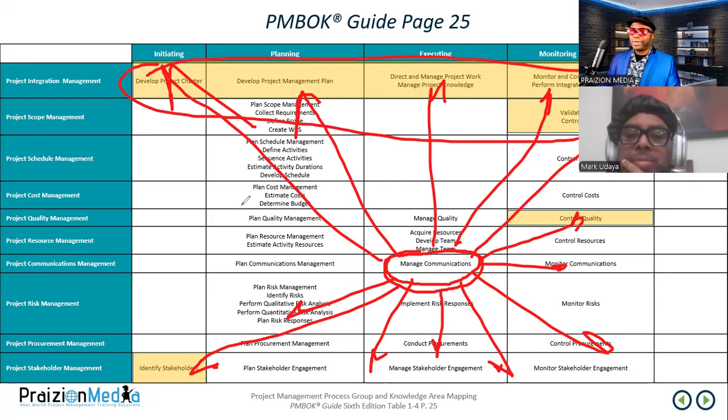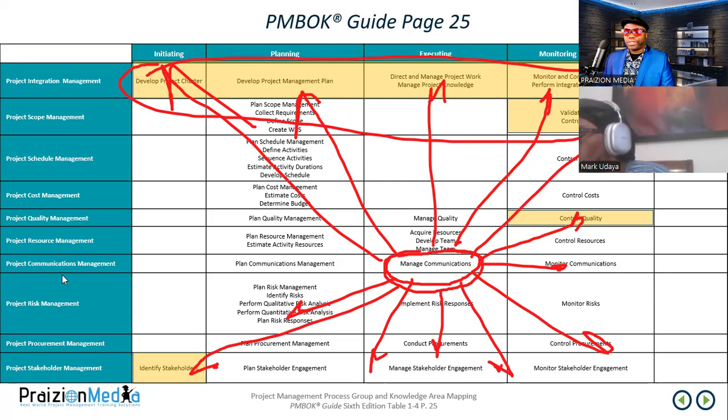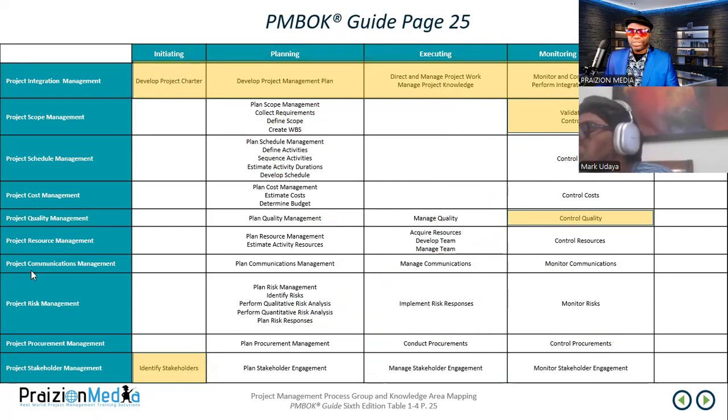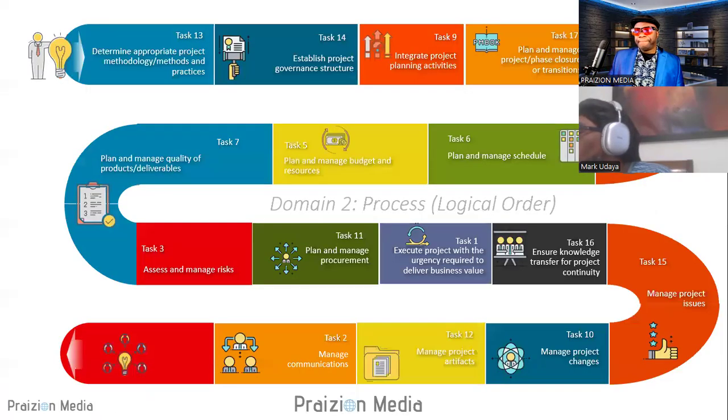How are you able to integrate communication? How are you able to scope communication? How are you able to be on the same page in schedule communication? And that's why we always say the project manager spends 70 to 90% of the time communicating. So communications is key. It is the lifeblood. Without it, just go home because nothing's going to happen. Here's our final one for process.